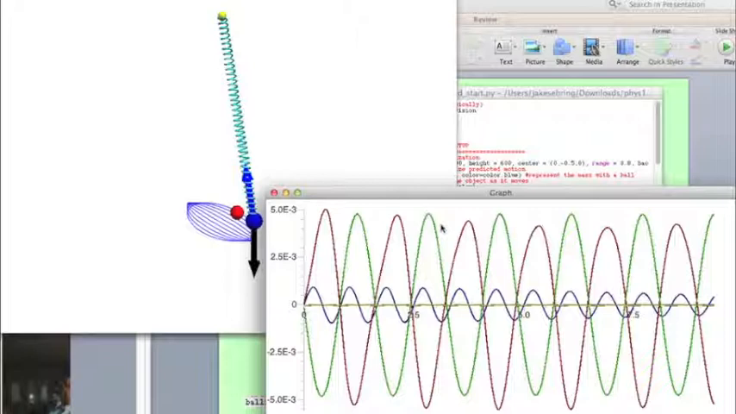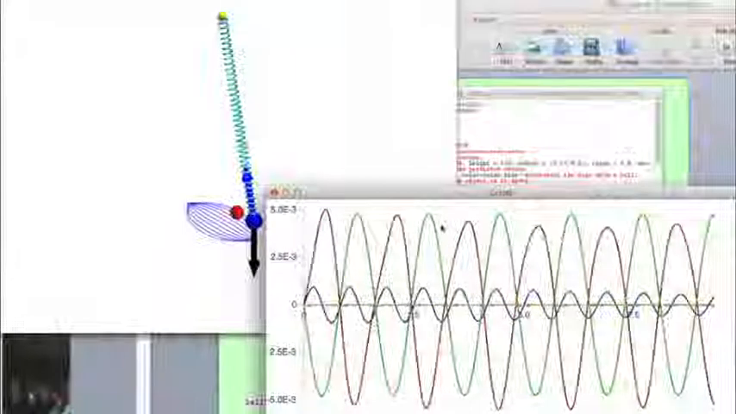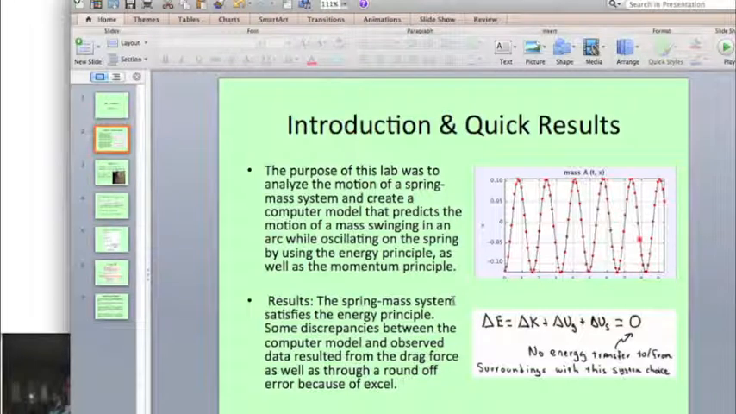To expand on the energy principle, we must set up the equation that delta E is equal to delta K, the change in kinetic energy of the mass, plus delta U sub G, the change in gravitational potential energy, plus delta U sub S, the change in spring potential energy.